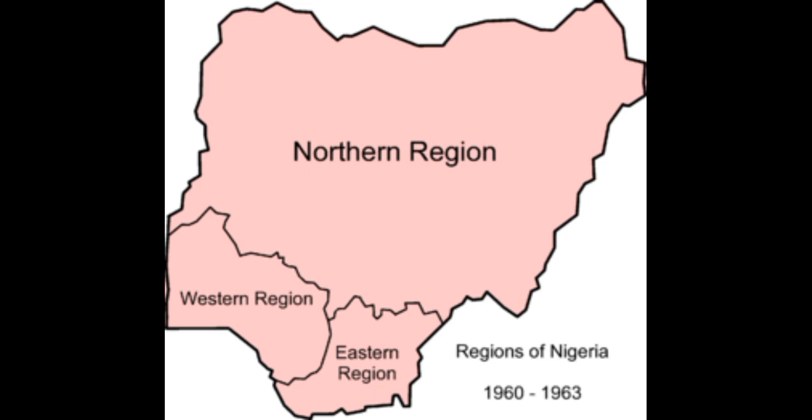8. Citizenship. Nigerian citizenship. The Constitution defined Nigerian citizenship and provided for the acquisition of citizenship by birth, descent, registration, or naturalization. 9. The Federal Capital Territory. Lagos was designated as the Federal Capital Territory and was directly administered by the federal government.